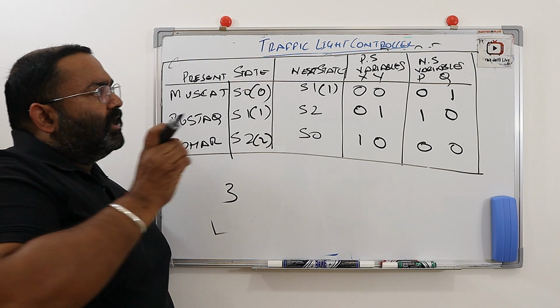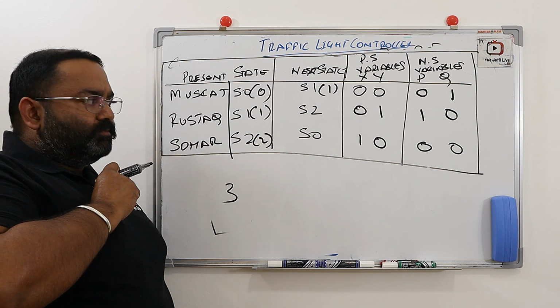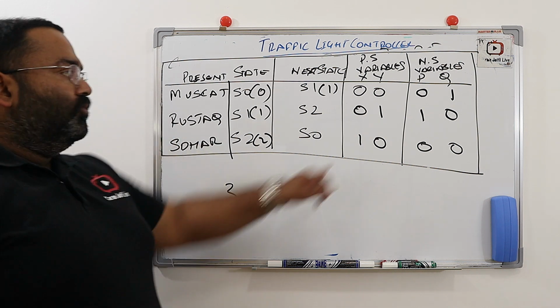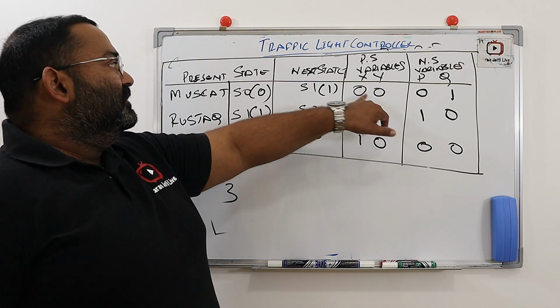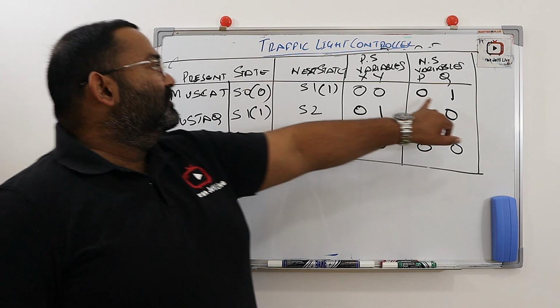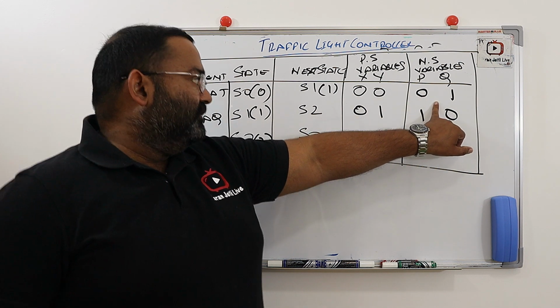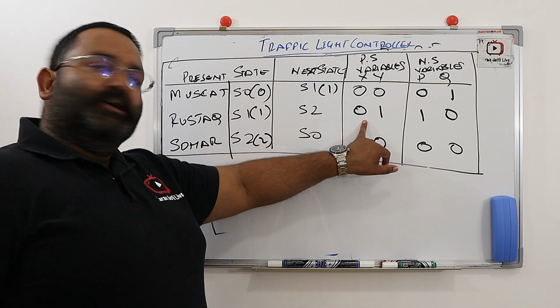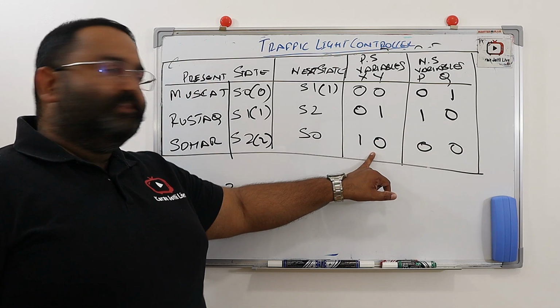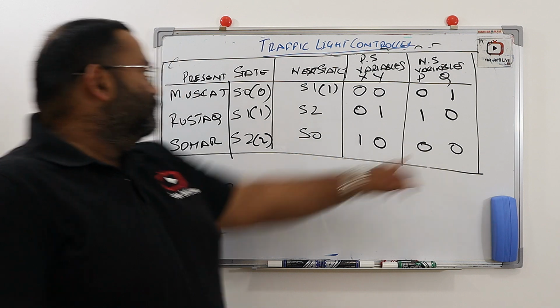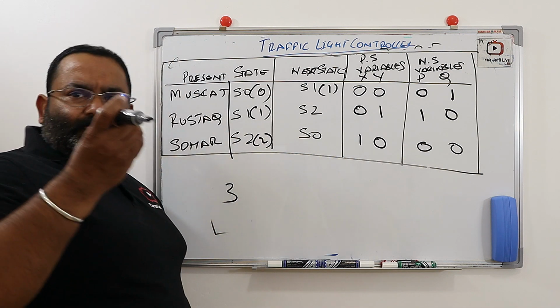Okay. So guys, I hope you understand up to here. If presently Muscat is green, then after Muscat, Rustak will be green. If Rustak is green, after Rustak, Sohar should be green. If Sohar is green, then after Sohar, again S0 Muscat should be green.